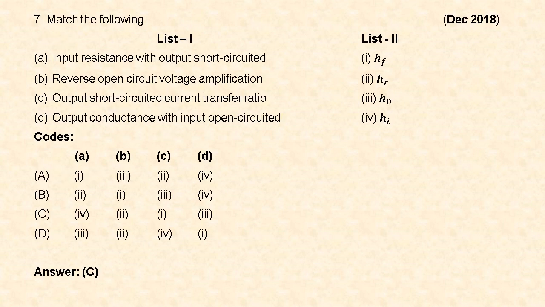Next question, this is also match the following type. It was asked in December 2018. Input resistance with output short circuited. It is HI. Reverse open circuited voltage amplification. It is HR. Output short circuited current transfer ratio. It is HF. Output conductance with input open circuited. It is H0. So here option C is correct.